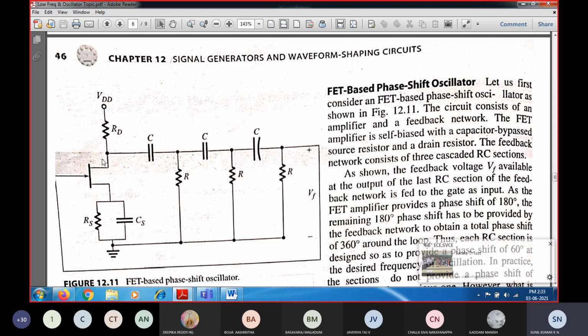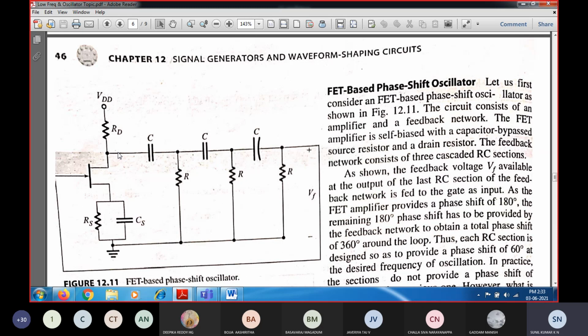Because of the configuration of the circuit itself, the transistor, the FET, is going to provide a 180-degree phase shift between the input and output. If you see, you will be getting a 180-degree phase shift. The output will be 180 degrees out of phase.